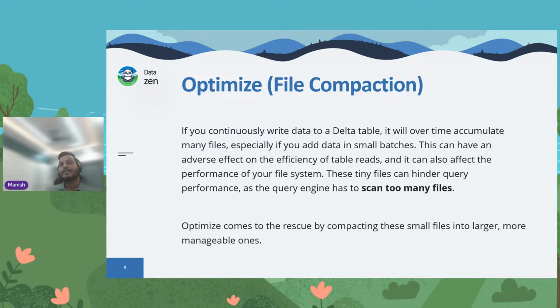Now you can set the size limit for the larger files as well. By default, the size of a larger file is 1 GB, but as per your use case, you can increase or decrease the file size. So basically, OPTIMIZE is handling the small file problem. The Delta table engine has to scan too many files for large tables. If you use OPTIMIZE, it will merge those files into one. The default size is 1 GB, and you can change the size.